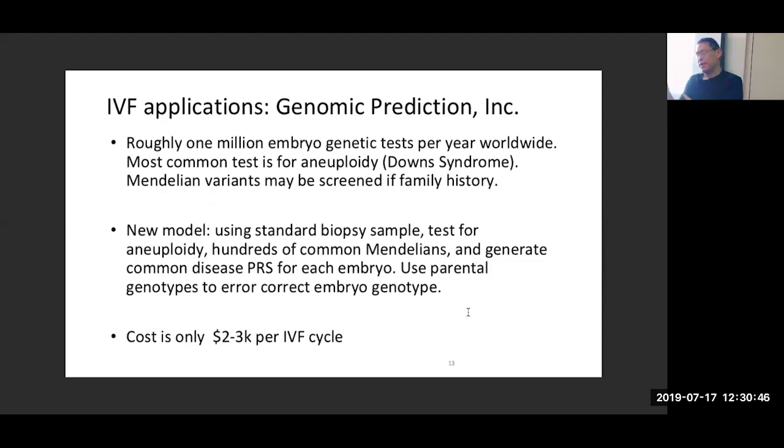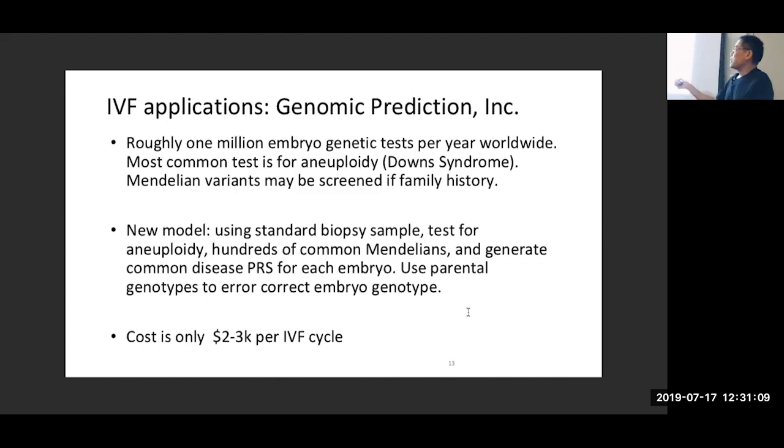It's about 100 cells, and then you take the biopsy, and then you freeze it, and then you have about a month or whatever time the elapsed time is that they're frozen to actually do all the genetic testing and report back to the physician, et cetera. Now, these million tests are almost all for aneuploidy. It's less common for people to screen against Mendelian variants, but that is also done.